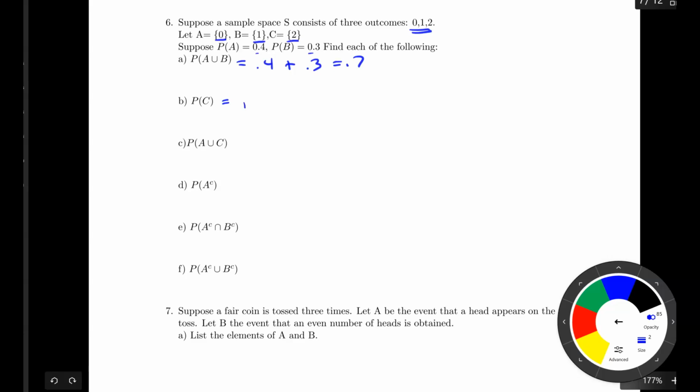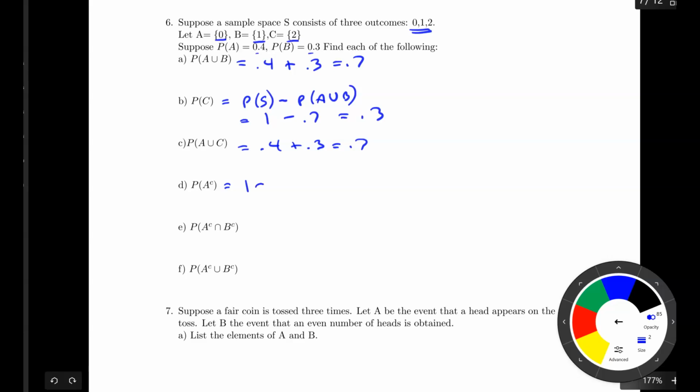So that means I'm going to have the probability of all of it, right? The whole sum. The probability of the whole sample space. Subtract off the probability of A or B. So that's 1 minus the 0.7. So that gives me 0.3. All right, how about the probability of A or C? They are disjoint, right? Nothing in common, so that's 0.7.